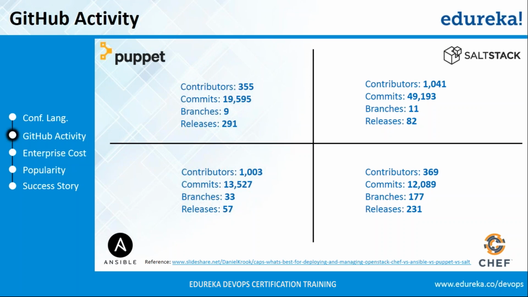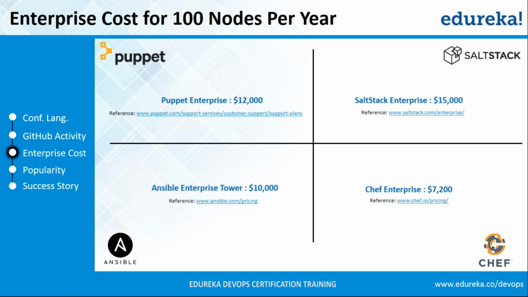All right, fine guys, we'll move forward and compare the tools on the basis of enterprise cost. So enterprise cost for 100 nodes per year is as follows. For Puppet, it is $12,000. For SaltStack, it is $15,000. For Chef, it is $7,200. And for Ansible, it is $10,000.